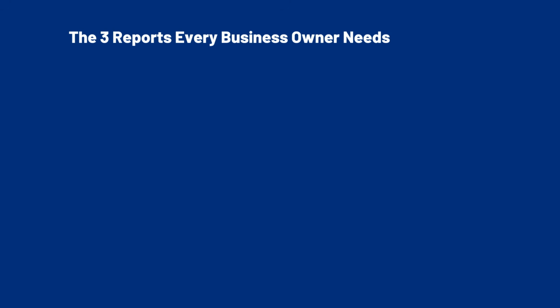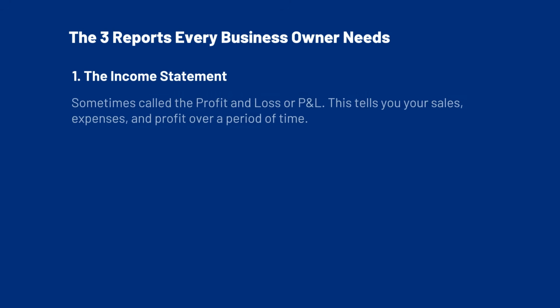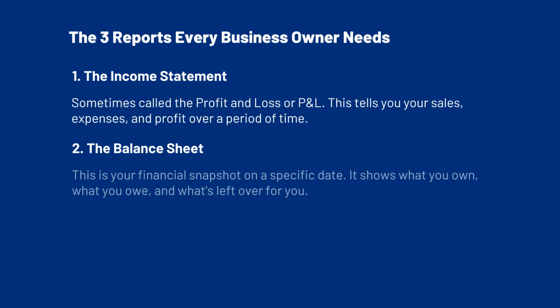Let's look at the 3 reports that every business owner needs to look at. Let's start with the basics. These are the 3 reports. The first one is called the income statement. Sometimes it's called the profit and loss statement, and this tells you sales, expenses, and profit over a period of time. The second report is called the balance sheet. This is your financial snapshot on a specific day: what you own, what you owe, and what's left over for you.